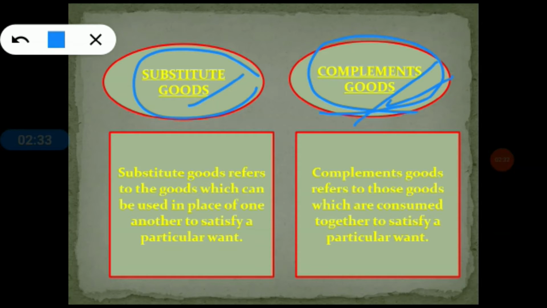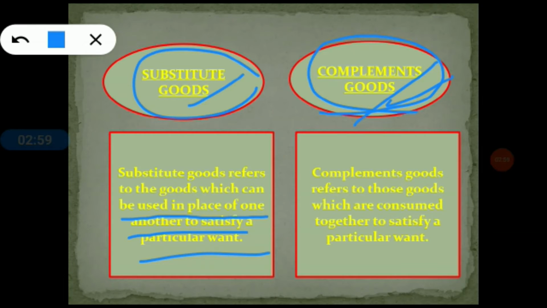So substitute goods refers to the goods which can be used in place of one another to satisfy a particular want. For example, soda and other drinks. Both can be used in place of one another to satisfy our particular want, our thirst. Clear? Now we are going to the next good, that is complement goods.